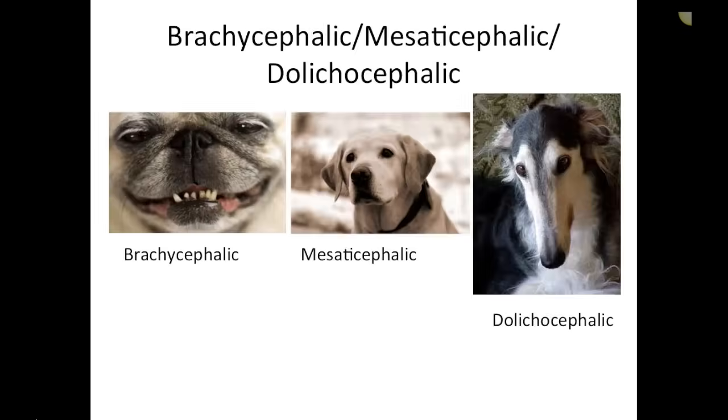All right, axial skeleton. Let's start with the skull as part of the axial skeleton. So we have 3 types of skull formations that I want you to get to know right away. We have brachycephalic, mesaticephalic, and dolichocephalic. And these are various types of skulls that are referring to the ratio between the cranium and the snout.